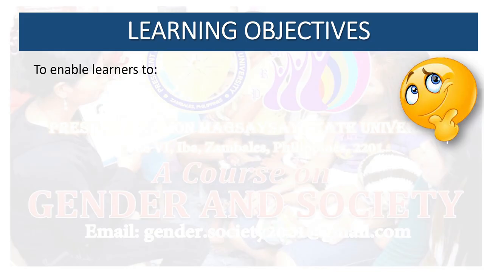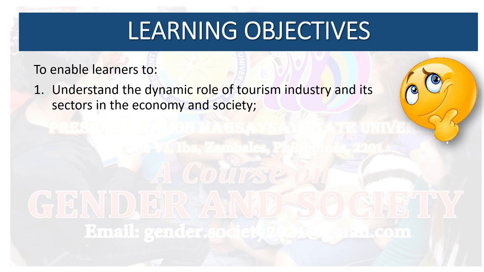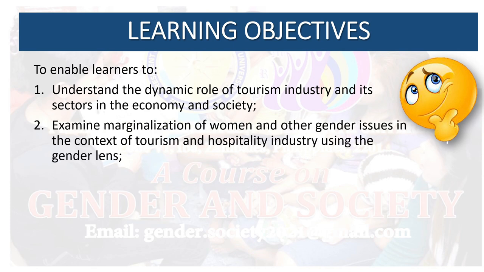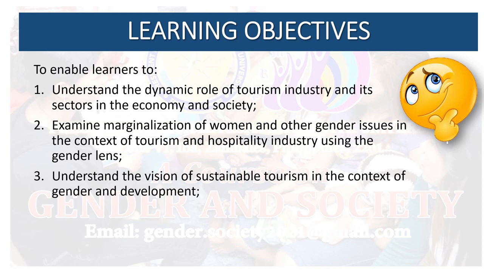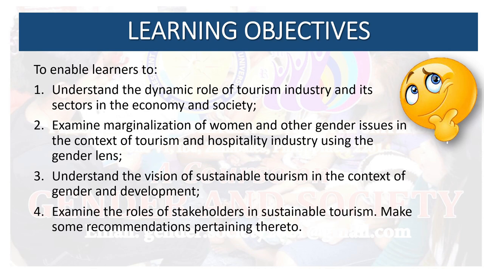In this topic, the objectives include the following. 1. Understand the dynamic role of the tourism industry and its sectors in the economy and society. 2. Examine marginalization of women and other gender issues in the context of the tourism and hospitality industry using the gender lens. 3. Understand the vision of sustainable tourism in the context of gender and development. 4. Examine the roles of stakeholders in sustainable tourism. Make some recommendations pertaining thereto. Initially, I will show you a series of slides in relation to the outlined objectives.